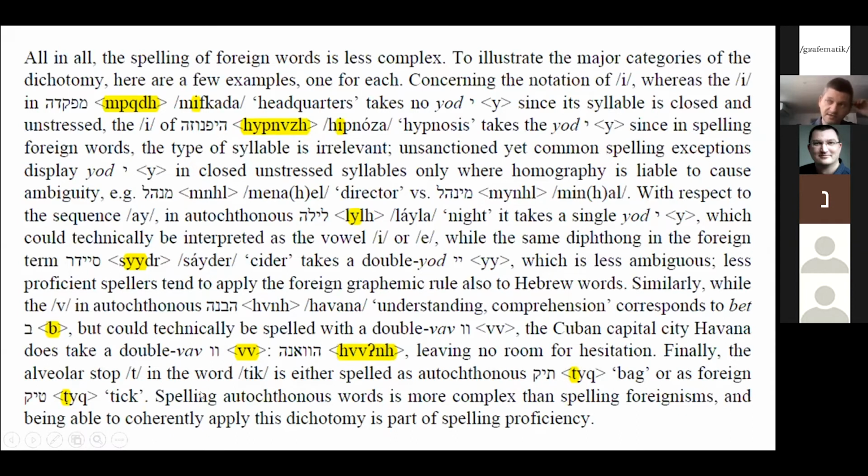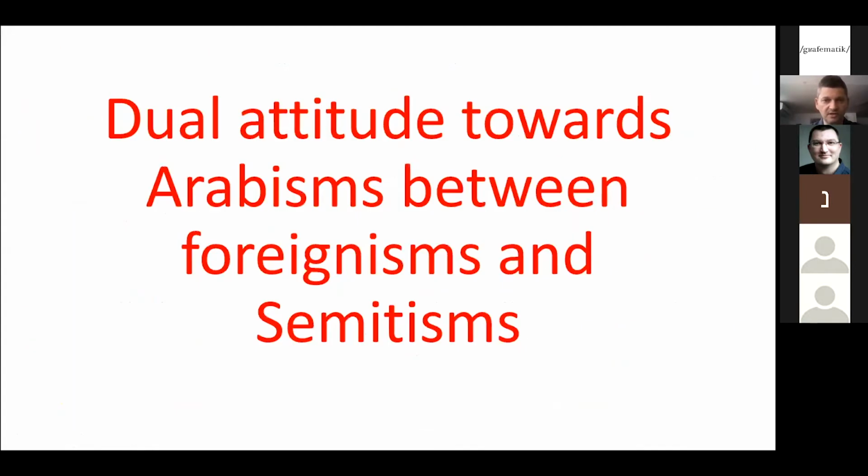So this subsystem of foreign words reserves a different graphemic treatment to foreignisms, which means that they are less respected, they are less welcome, they don't enjoy the prestige which traditional spelling enjoys in modern Hebrew.